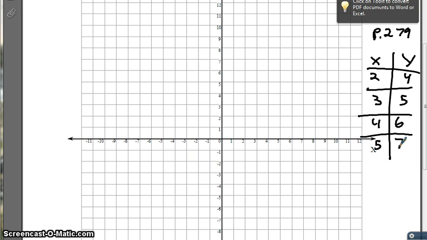Okay, so what's the rule? Well, it looks like she's adding 2 to each thing, so let's write it down. y equals x plus 2. So whatever y is, it's x plus 2. Let's graph that. 2, 4, 3, 5, 4, 6, and 5, 7. Real steady graph.